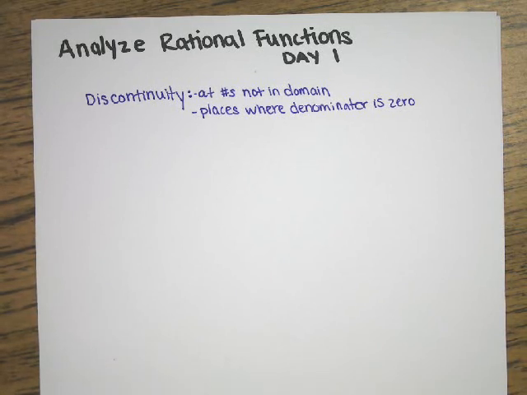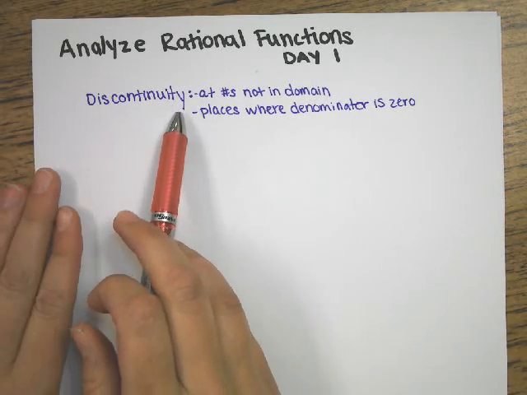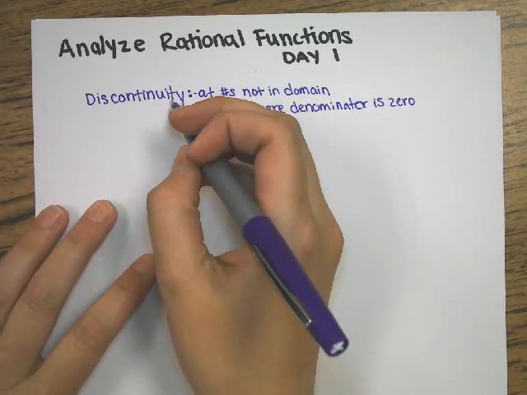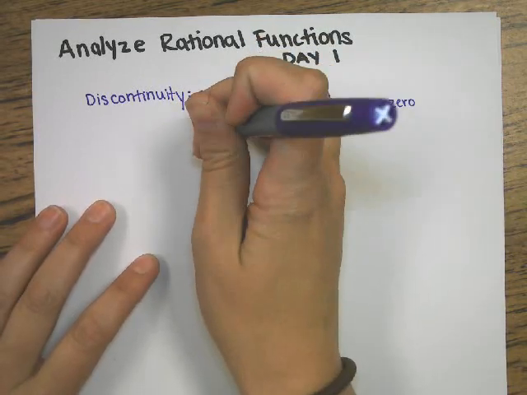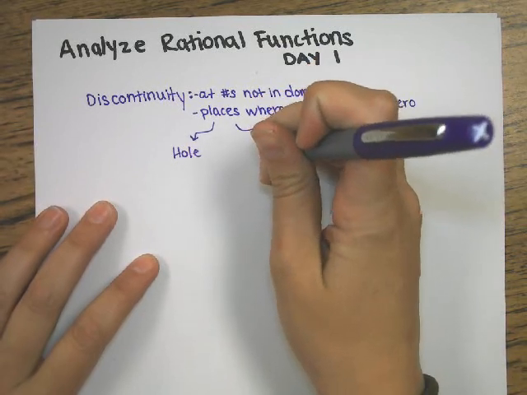It might cause a vertical asymptote. It might cause a hole. It typically won't cause a jump. Jumps are usually with piecewise functions. But it's going to either create a hole or it's going to create an infinite discontinuity or a vertical asymptote. So we'll have to decide. When I look at one of these, I'll show you when it's one versus when it's the other. So based on the discontinuity, it's either going to be a hole or it's going to be a vertical asymptote.